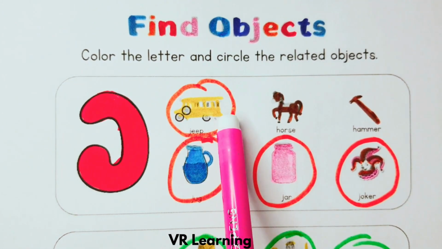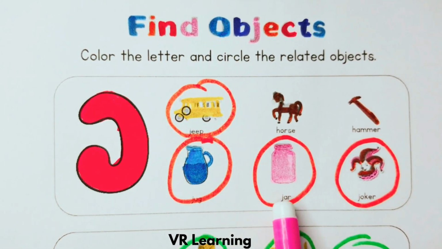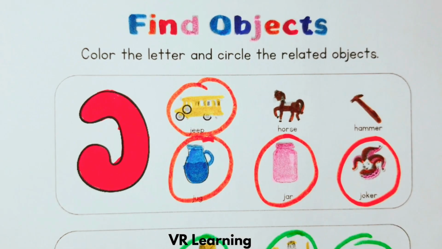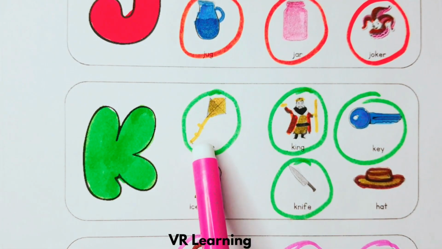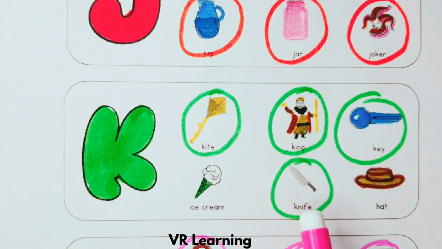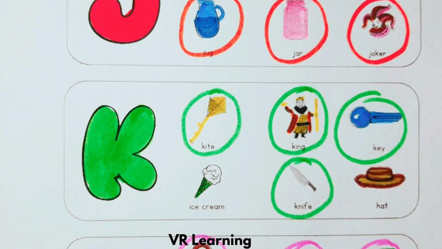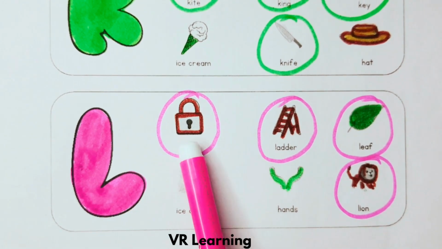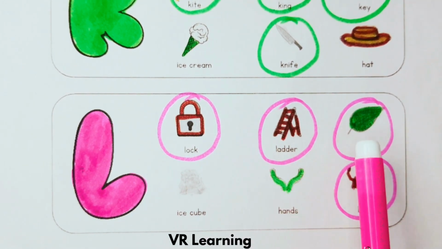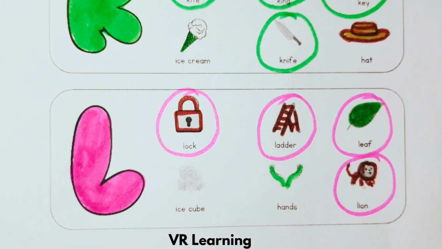J is for jeep, jug, jar, joker. K is for kite, king, key, knife. L is for lock, ladder, leaf, lion.